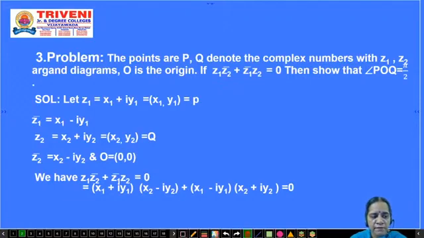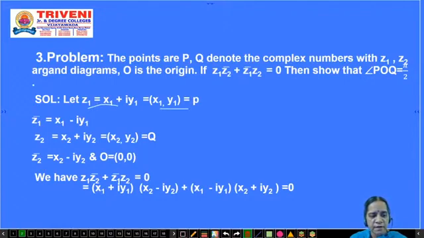Suppose we consider the value of Z1 as x1 plus i y1. It can be written in point form as (x1, y1), that is P, and Z1 bar is equal to x1 minus i y1. Z2 can be taken as x2 plus i y2, which in point form is (x2, y2), that is Q. Z2 bar is x2 minus i y2, and O is the origin, taken as (0, 0).